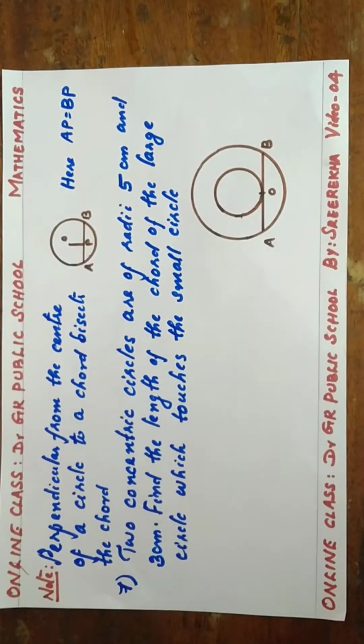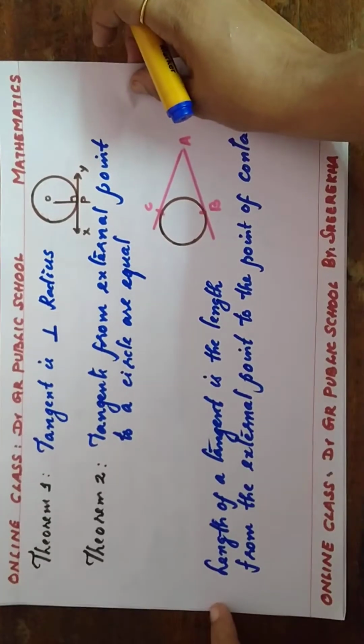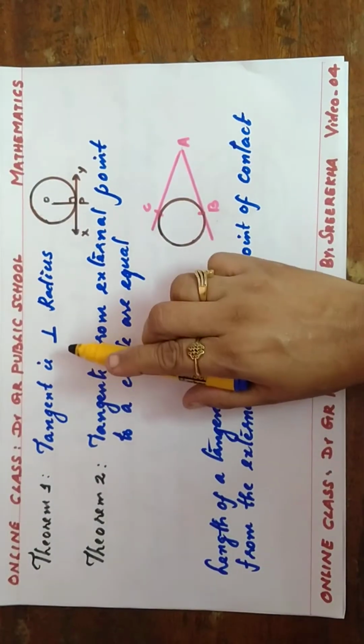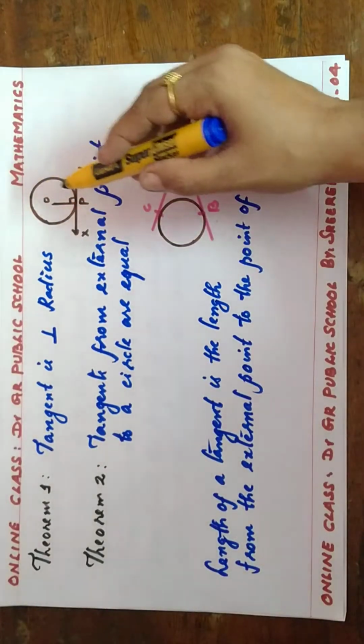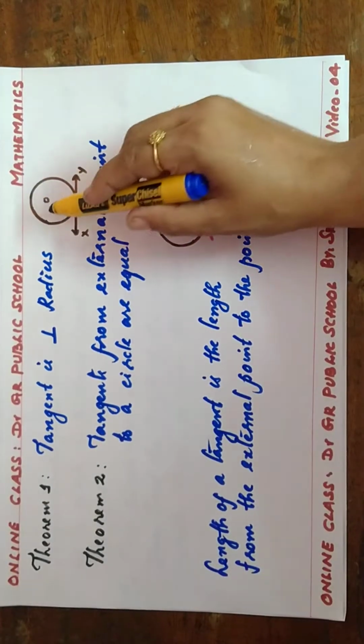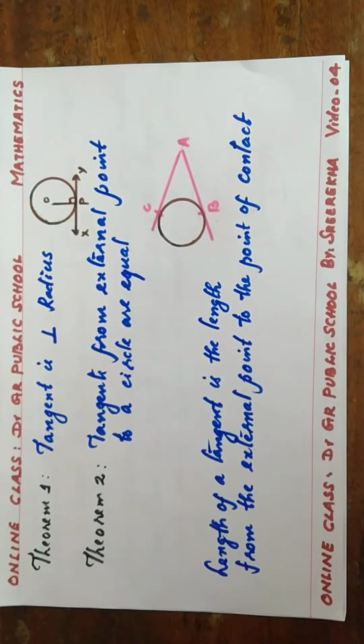Remember, both the theorems in today's class seem to be very important, and I wish to say in short about that. The first theorem is, the tangent is always perpendicular to the radius. So in any circle, if you draw a tangent, the radius will always be perpendicular, that is, this angle is 90 degrees. Based on this, we did some questions.